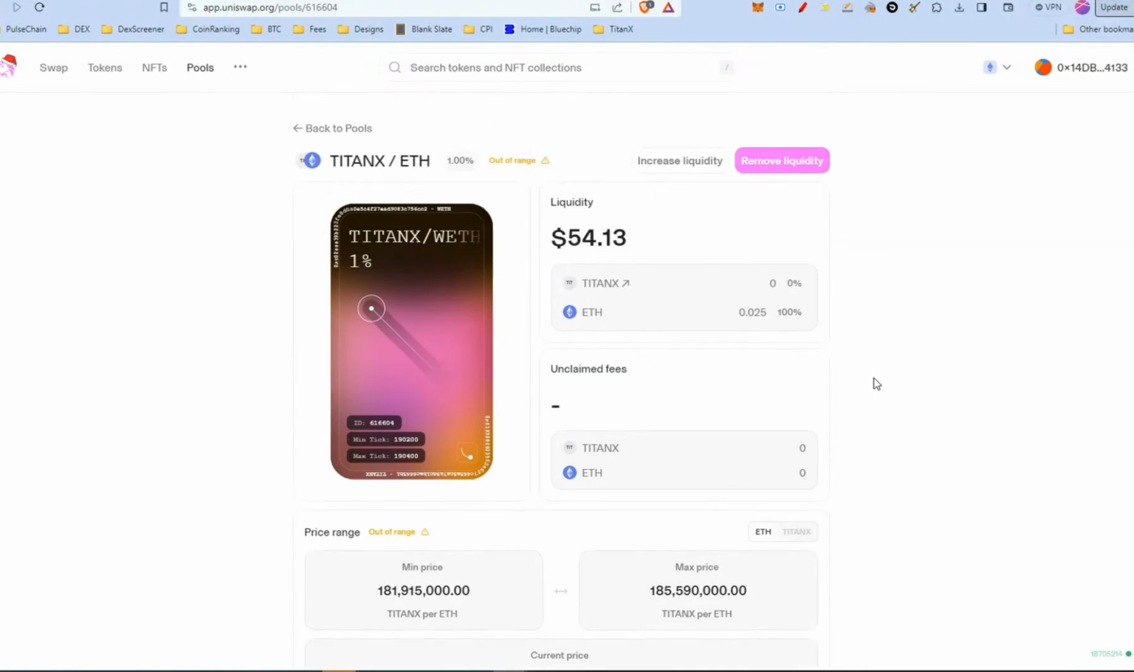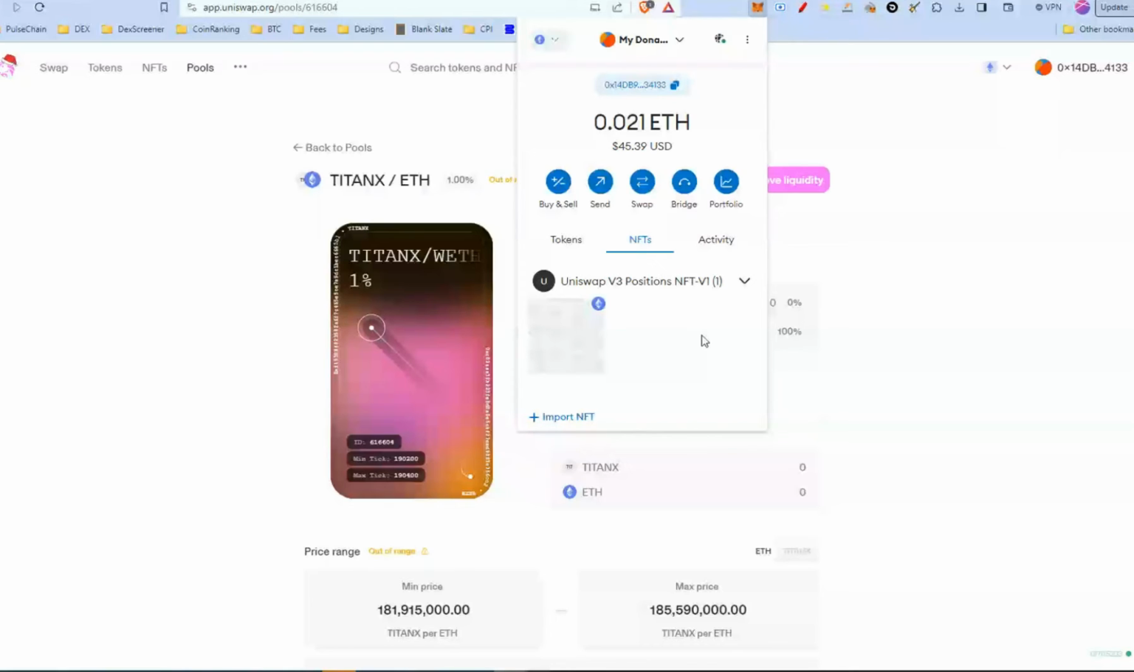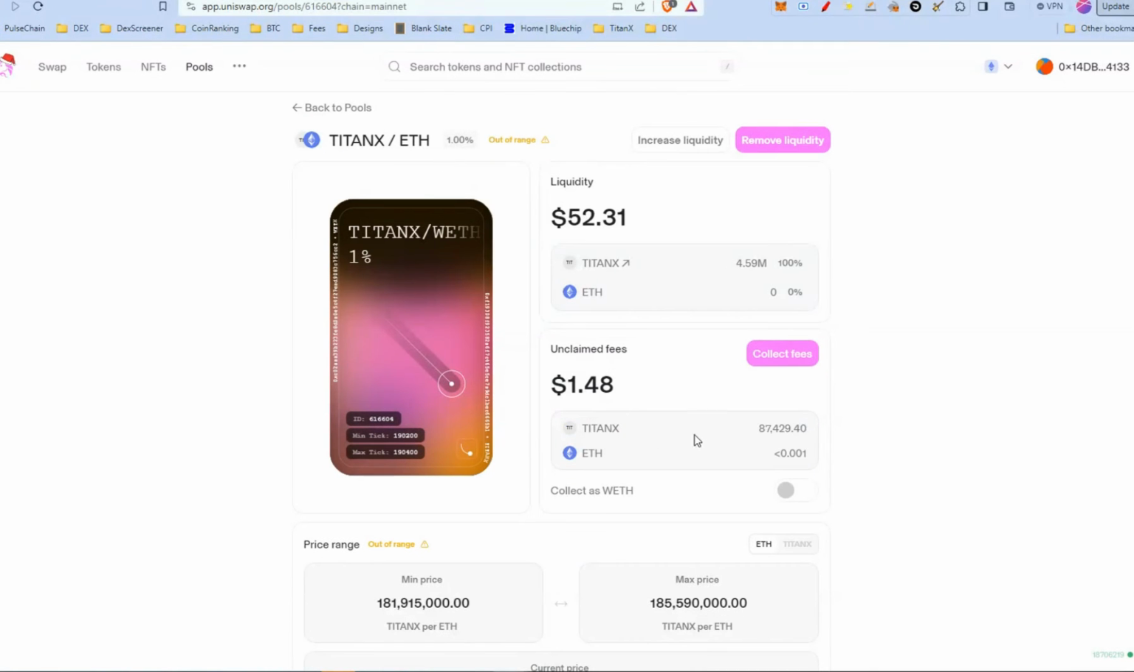The goal is once I have the TitanX, I will have to remove liquidity. So now we're just gonna have to wait until the price is crossed and then I have to quickly remove liquidity. One little fun fact: you can actually transfer this NFT to another address and that address has full access to the liquidity. A few hours later, I come back and I can see that my range order has been filled.